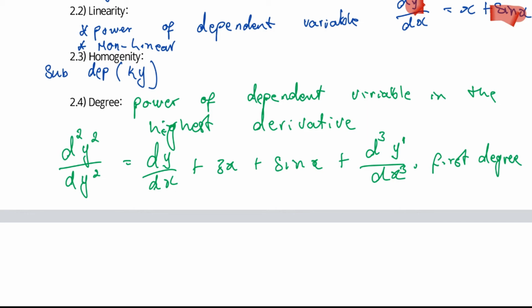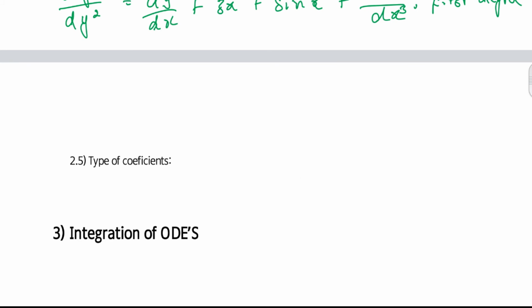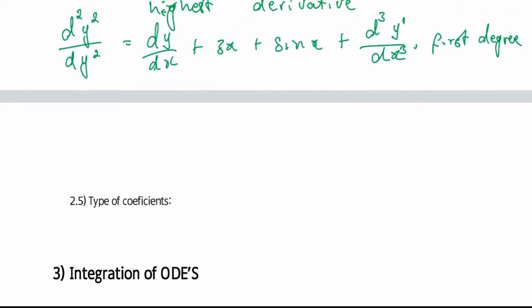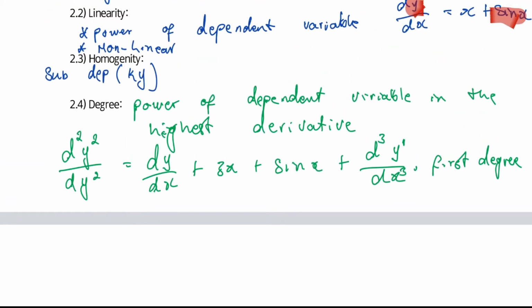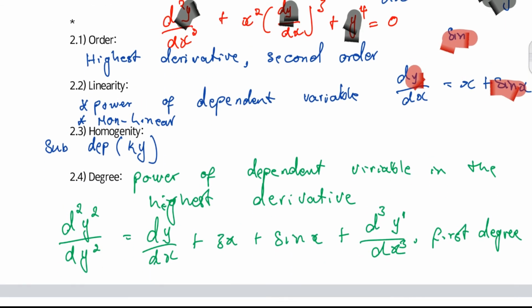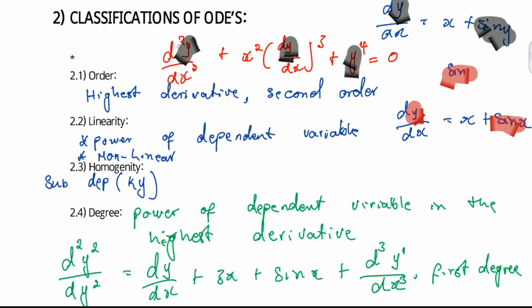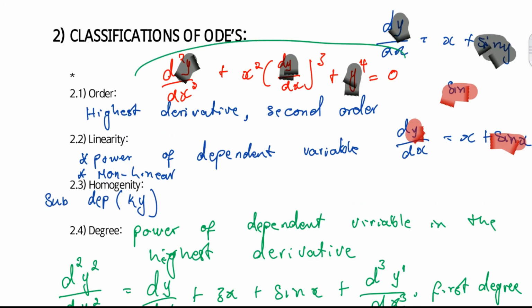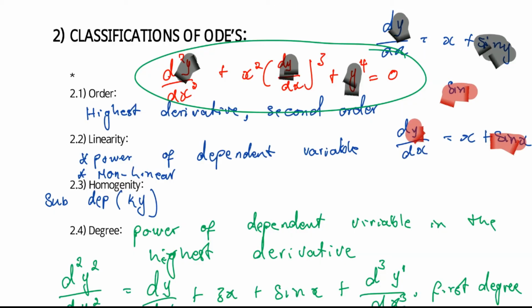Okay, stay tuned, and in our next videos, before we can move on, let's do the type of coefficients. We're not done. After the degree, you have to classify an ordinary differential equation by type of coefficient. What kind of coefficients do you have? I'm just going to take one of these, let's take this one here and see the kind of coefficients that we have.